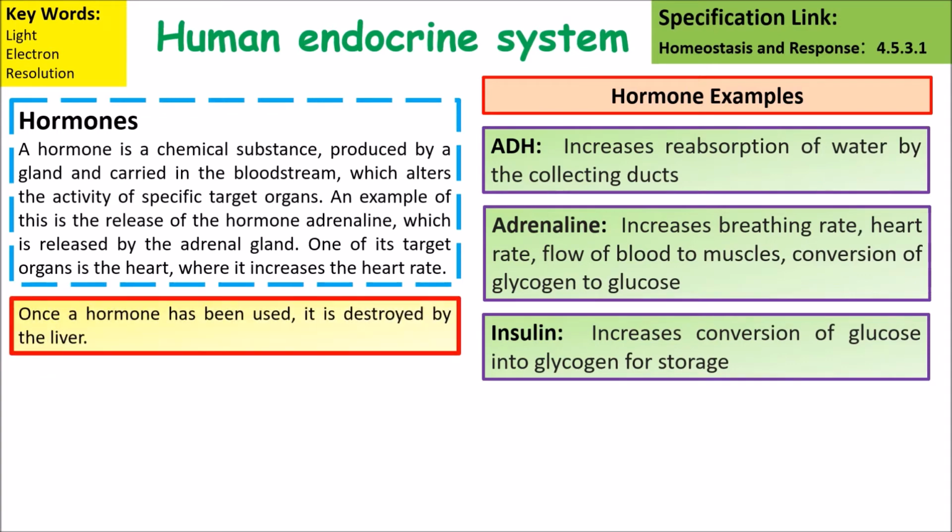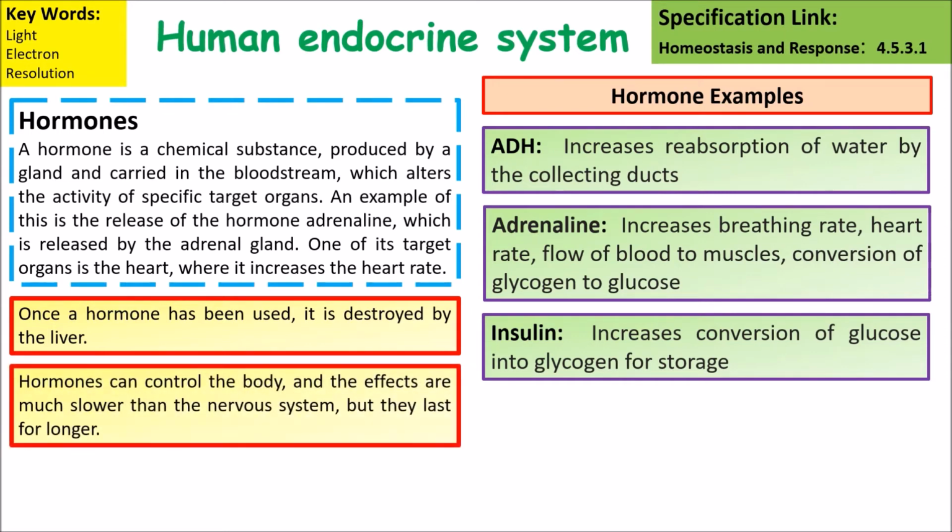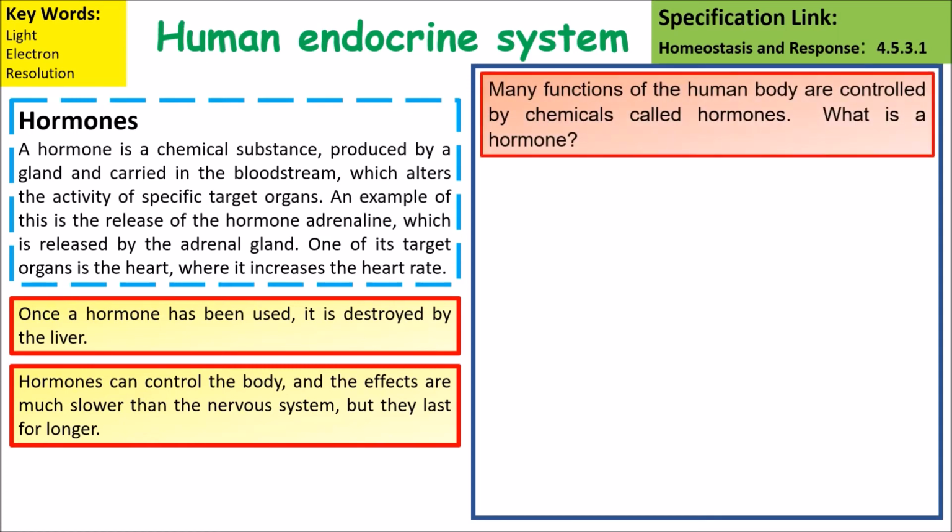Once a hormone has been used, it is destroyed by the liver. Hormones can control the body, and the effects are much slower than the nervous system. However, they're a lot longer lasting. Many functions of the body are controlled by chemicals called hormones.